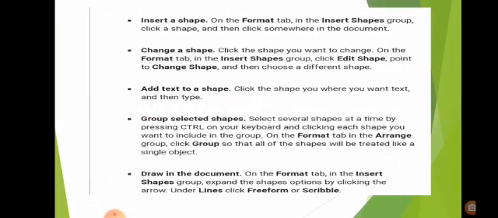Next, group selected shapes. Select several shapes at a time by pressing Ctrl on the keyboard and clicking each shape you want to include in the group. On the Format tab in the Arrange group, click Group so that all of the shapes will be treated like a single object. Draw in the document. On the Format tab in the Insert Shapes group, expand the shape options by clicking the arrow under Lines. Click Freeform or Scribble.